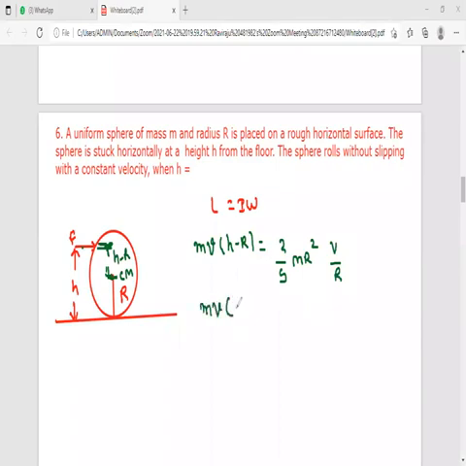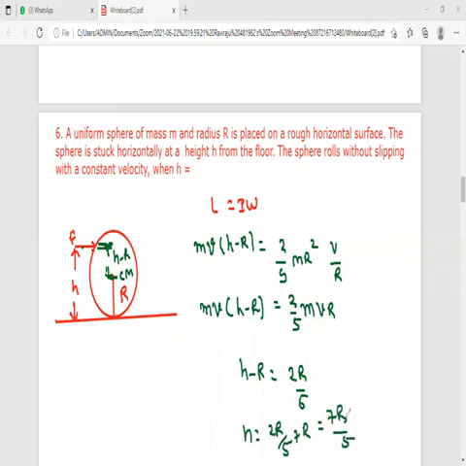So here you can write m v into h minus r equal to 2 by 5 into m v r, where r gets cancelled. Of course, m v and m v get cancelled on both sides. Then h minus r will be 2r by 5. Then h will be 2r by 5 plus r. Totally, it will be 7r by 5. So the final answer for height will be 7r by 5 only.